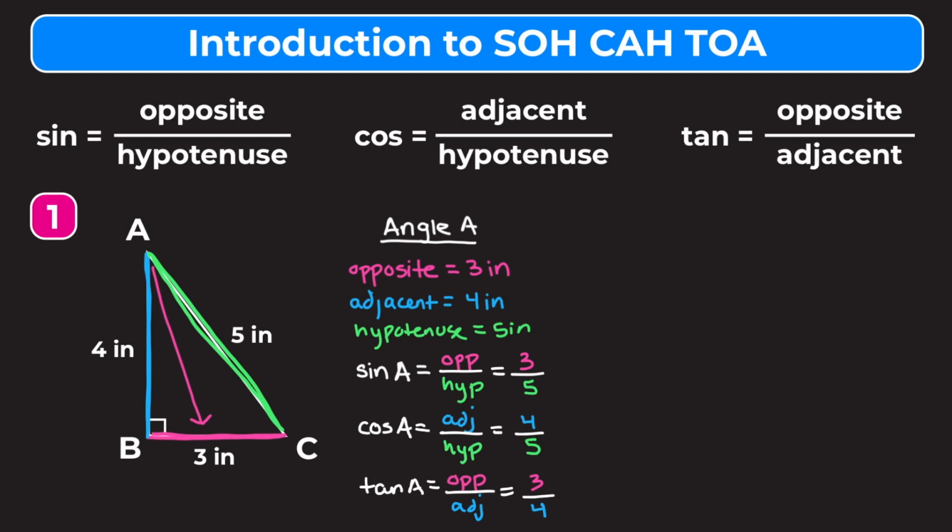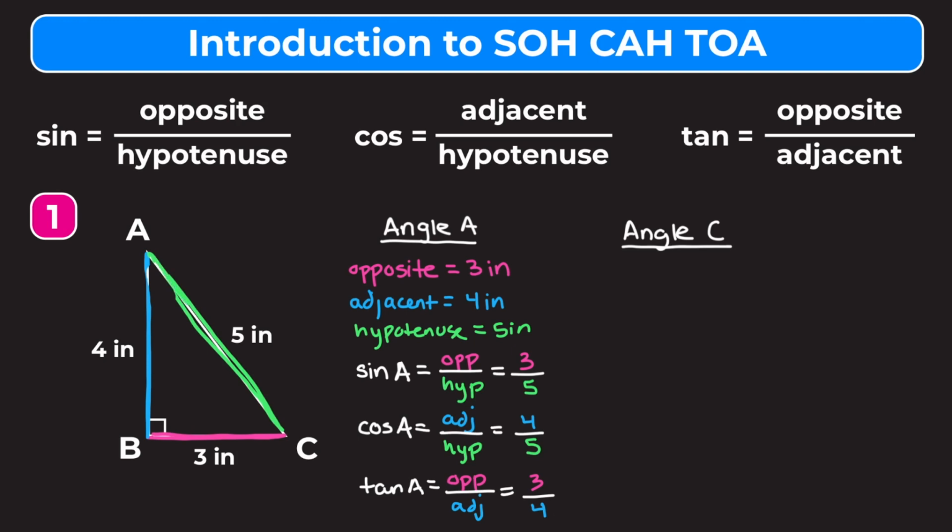And now what I want to show you guys is that we can also evaluate the sine, cosine, and tangent of the other non-right angle in this triangle. So we can do the same thing for angle C, and you're going to see how these values are related for angles C and A. So I'm going to erase this line here really quickly. Now we want to figure out what the opposite and adjacent sides are for angle C, because they're going to be different than they were for angle A.